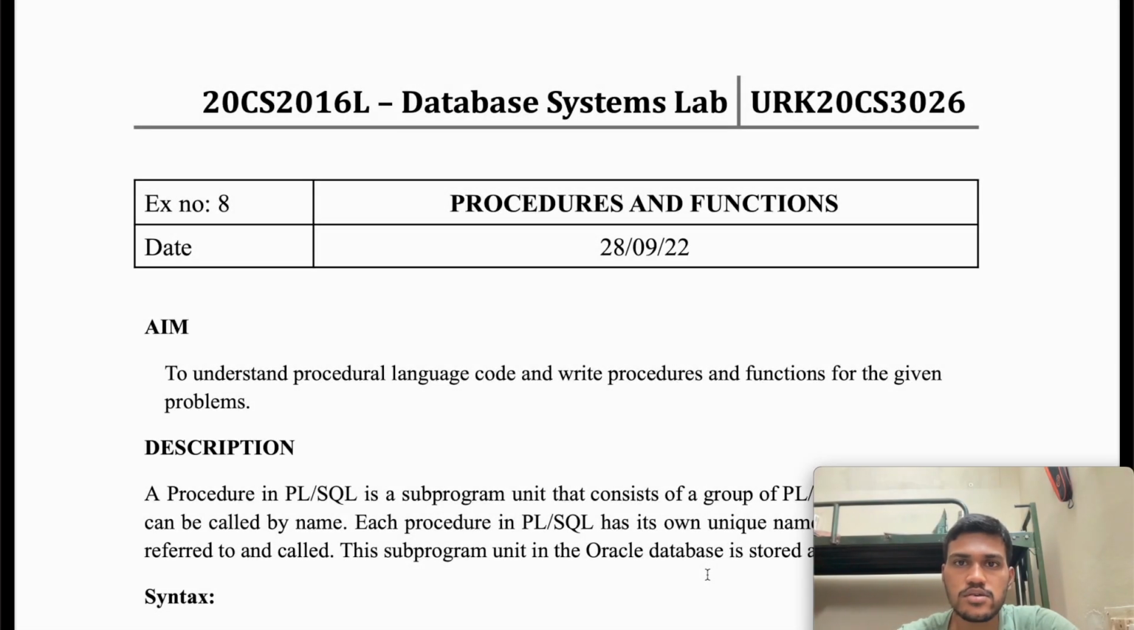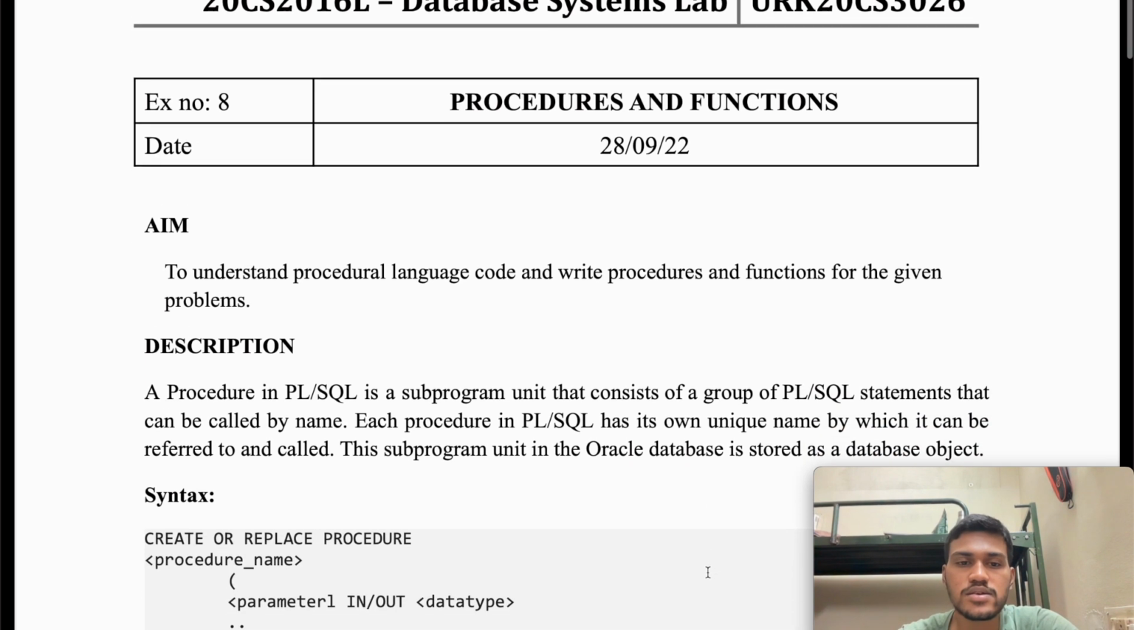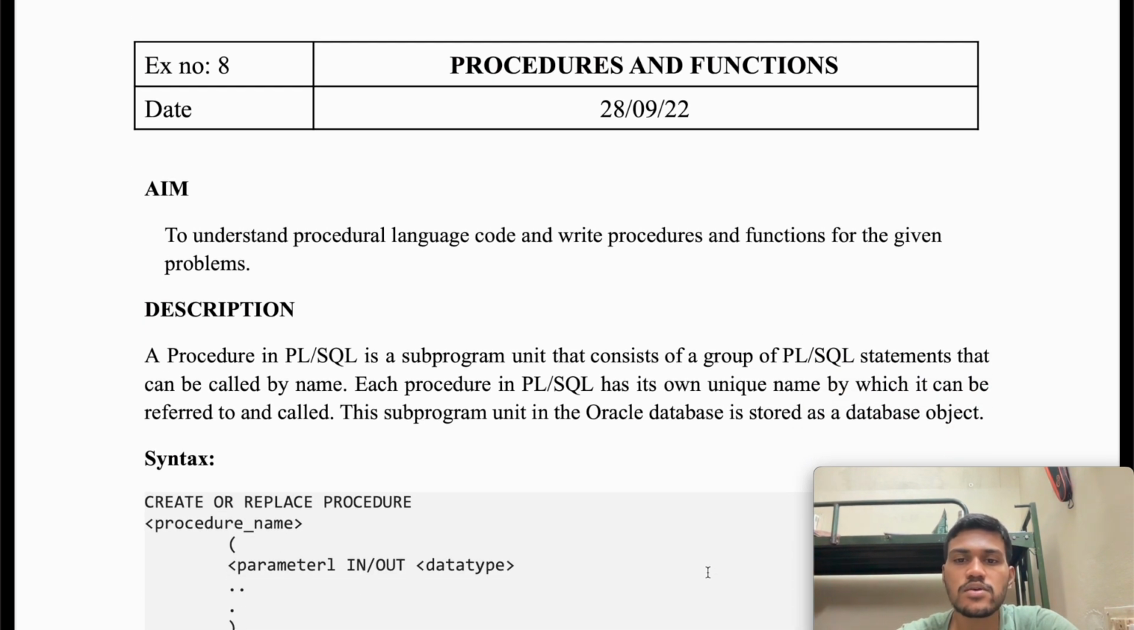Today I, Sean, register number URK20CS3026, am going to explain to you experiment number 8 of DBMS lab. So today we'll be doing procedures and functions. Our aim is to understand procedural language code and write procedures and functions for given problems.